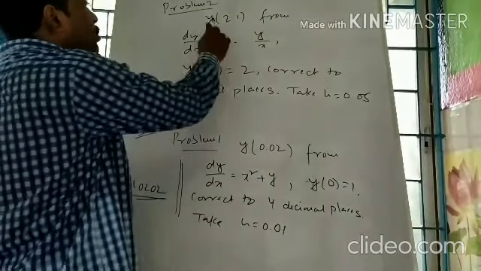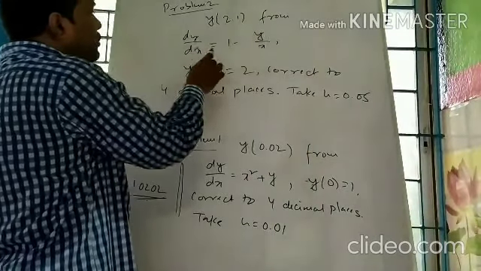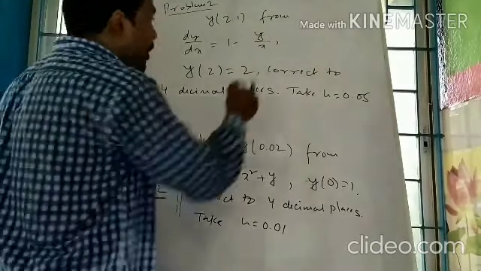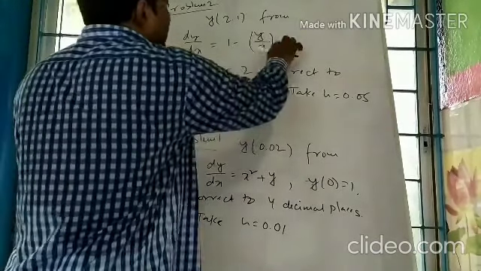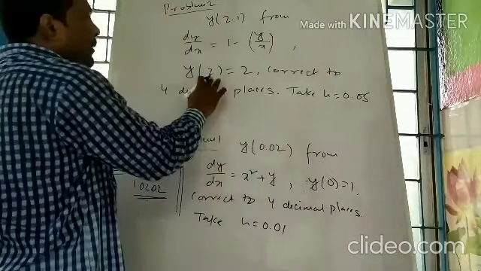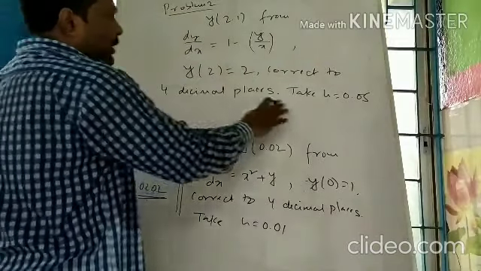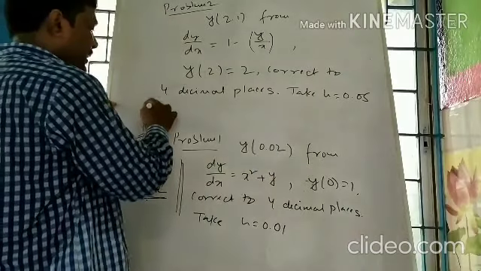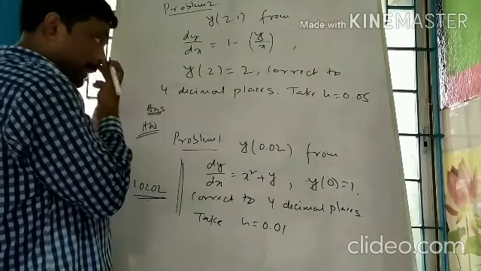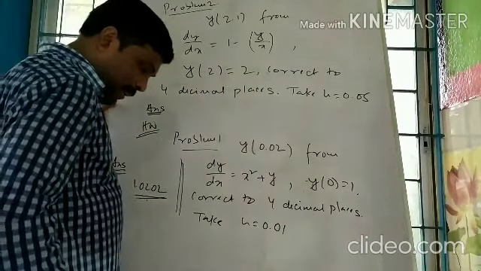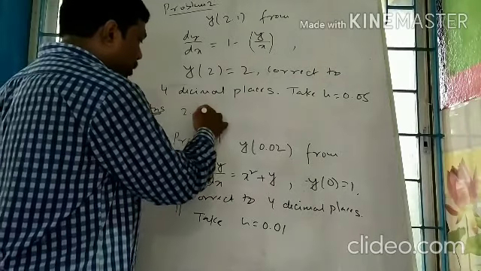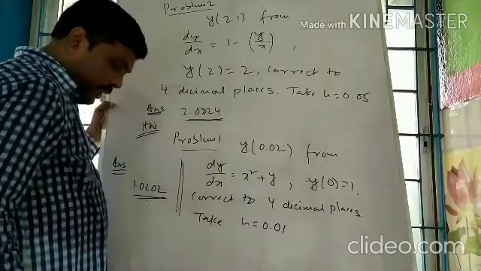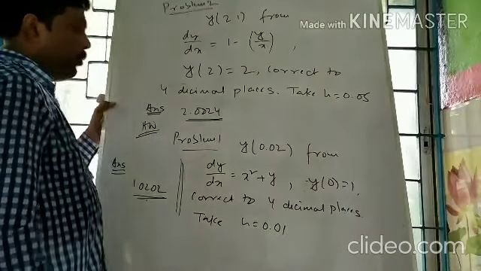So you have to compute y at 2.1 from the differential equation dy dx equals to 1 minus y by x with initial condition y of 2 equals to 2, correct to 4 decimal places using modified Euler method. Take h equals to 0.05. Just write the answer. Answer is 2.0024. So these are two homeworks.